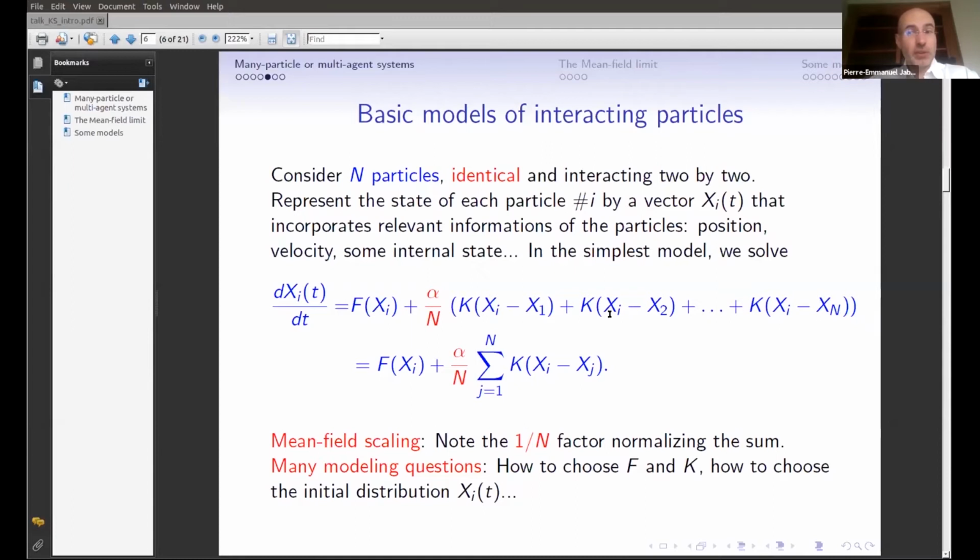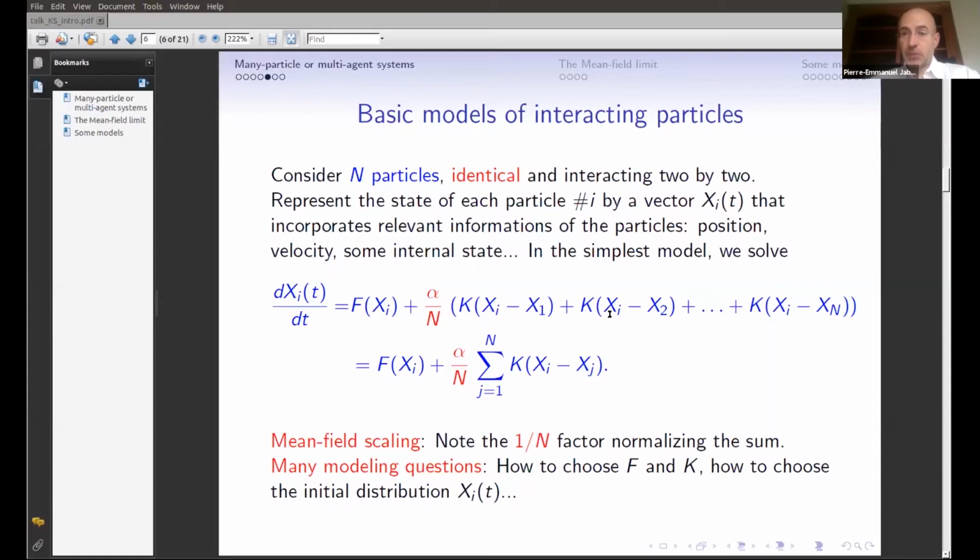So you can have self-interactions. That's this term capital F of x_i. And then you have a sum of 2 by 2 interactions that is described by some kernel K. And of course, the whole modeling question is how we would choose F, K, the initial data, things like that. But one important thing during all my talk, that is the second thing I want to insist on in this slide, is this 1/n that you see in front of the sum. And this is what is called the mean field scaling.